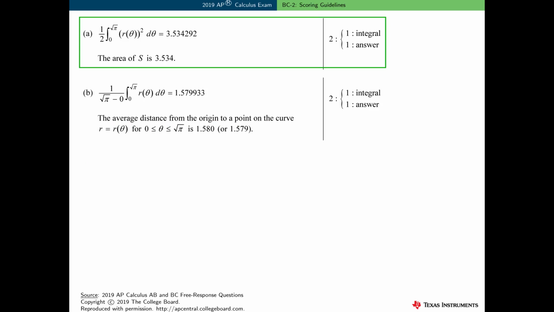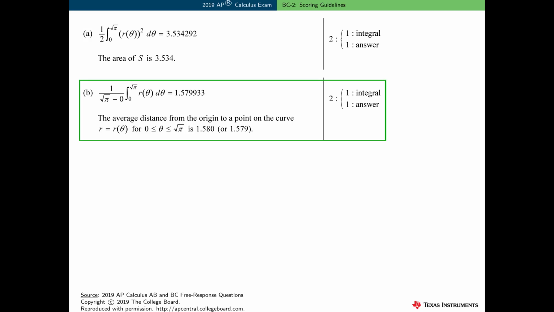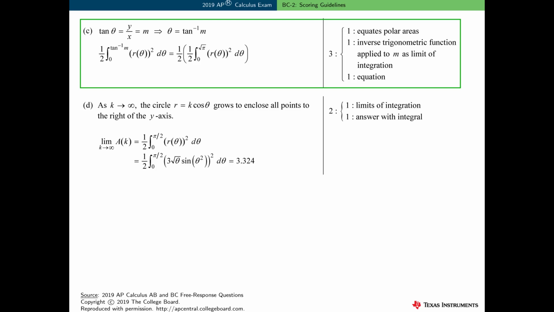Part A was worth 2 points. 1 point for writing the integral that leads to the area, and 1 point for the correct answer. Part B was also worth 2 points. Similarly, 1 point for writing the integral that leads to the average distance, and 1 point for the answer. Part C was worth 3 points.